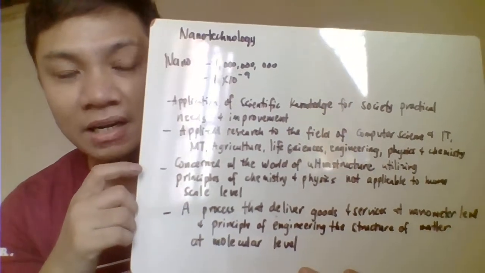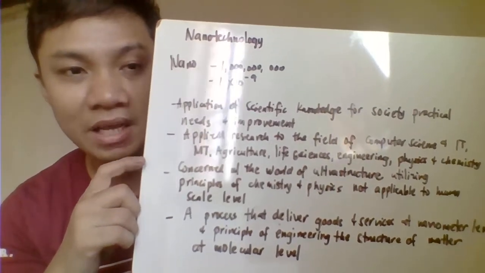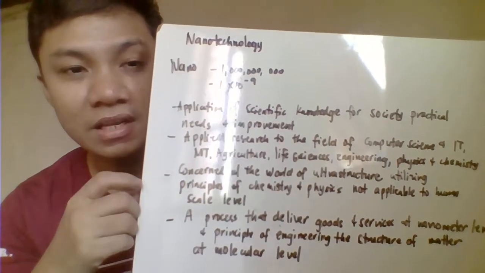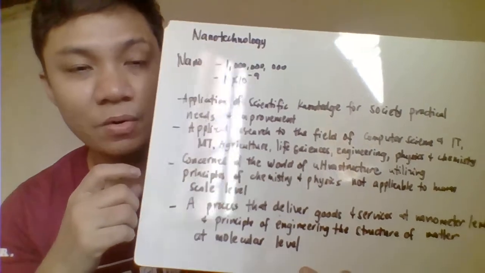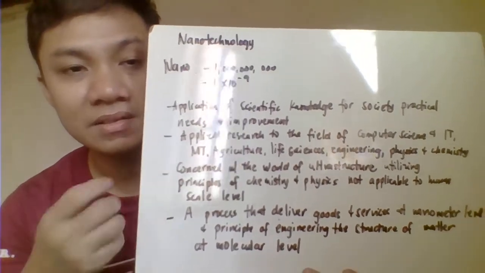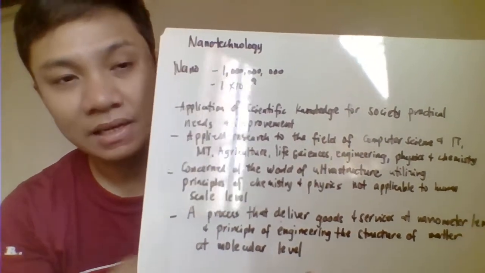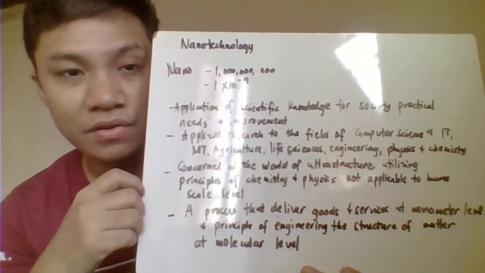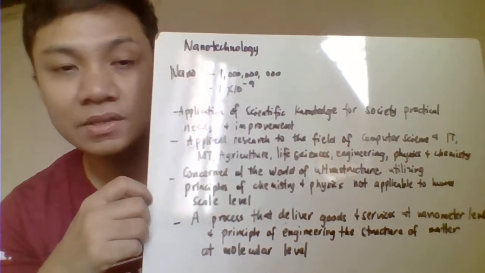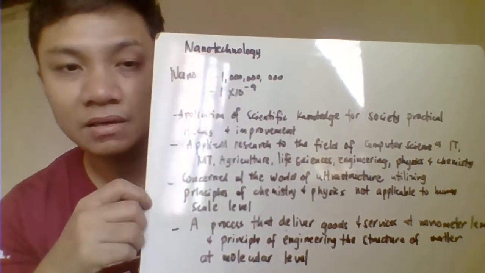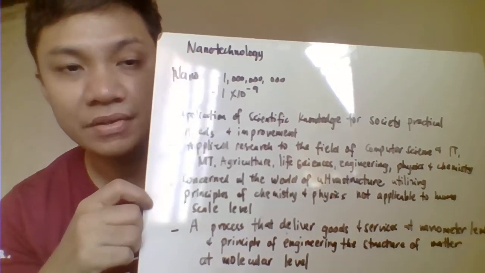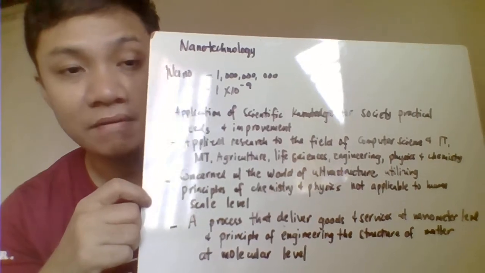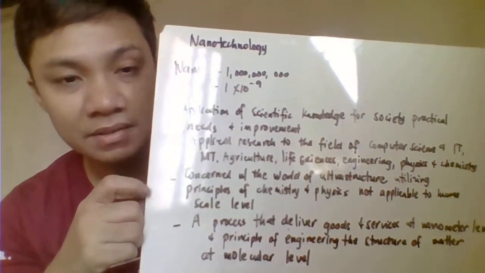Nanotechnology is actually just the application of this technology to different fields or different branches of science, or even different fields of our life, including information communication technology, medical technology, agriculture, and engineering. You also have the life sciences, including physics and chemistry.